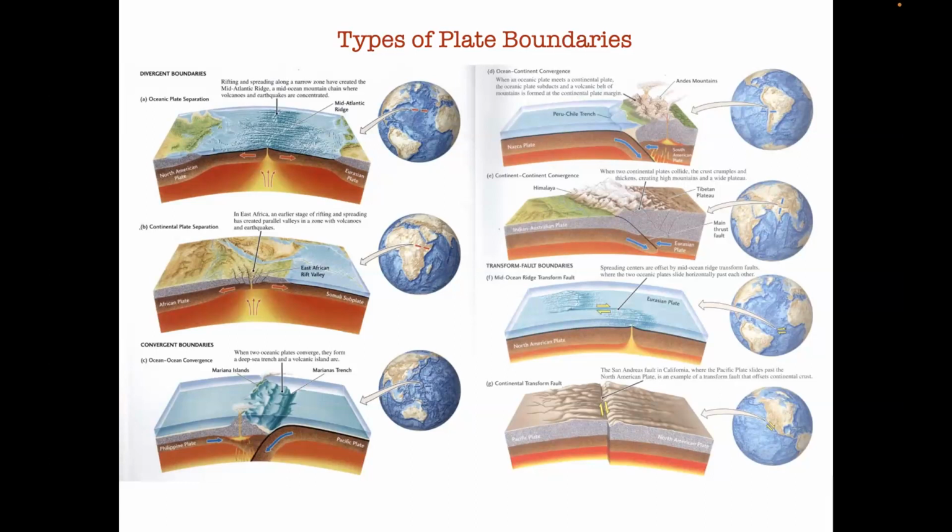Because of the divergence, this East African Rift Valley has been created, which is a parallel valley in a zone with numbers of volcanoes and earthquakes. So again, if you search in Google, you will find many active volcanic eruptions on the northeastern part of Africa. Take the example of Libya, where this rifting is going on.